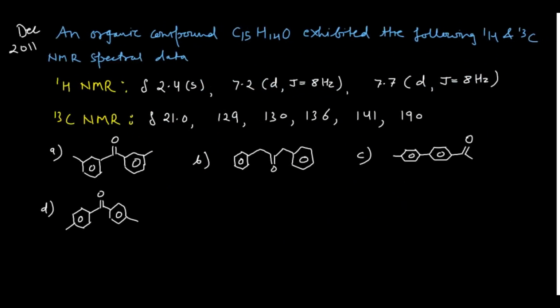Now this is the problem. It says: an organic compound C15H14O exhibited the following proton and 13C spectrum, right? So the data is like that. For proton you are getting 3 signals, and for carbon you are getting 6 signals. So let's do it on the basis of the proton NMR spectrum.